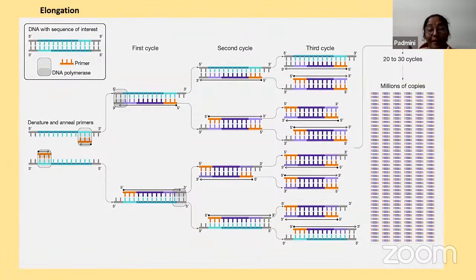So they want to know the paternity test. Paternity test can also be done with the help of this PCR technique. That is, here you're going to amplify the DNA and you're going to do this experiment. How? That's again with the electrophoresis technique.